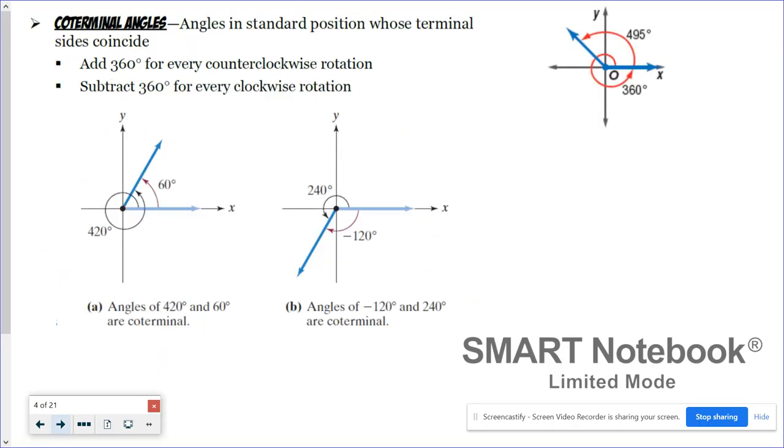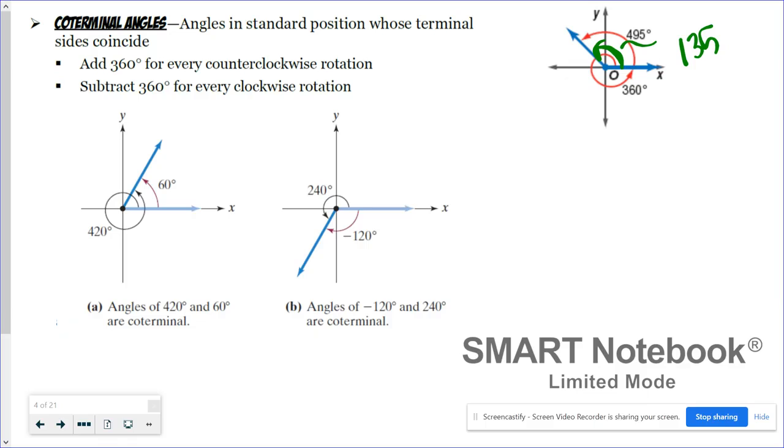So speaking of these multiple rotations, coterminal angles are angles in standard position whose terminal sides coincide. If you look at this diagram over here, they're showing us the whole big angle is 495 degrees. Well, that 495-degree angle is coterminal with an angle that measures 135 degrees. So from here to here, that's just 135 degrees.